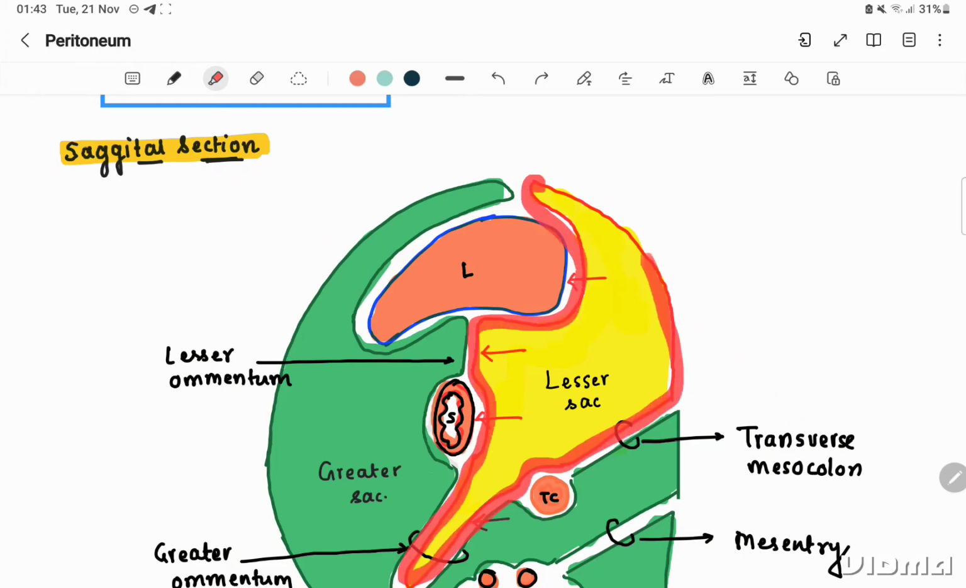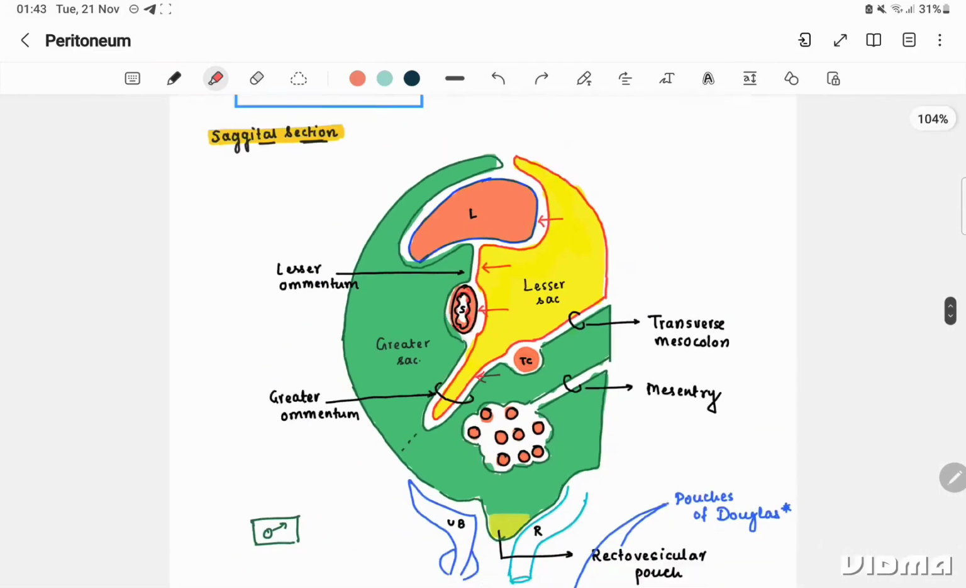This part is your lesser sac, and the other part, starting from here, covers your stomach and from this transverse mesocolon and extends up to your rectovesicular pouch. This is your greater sac.